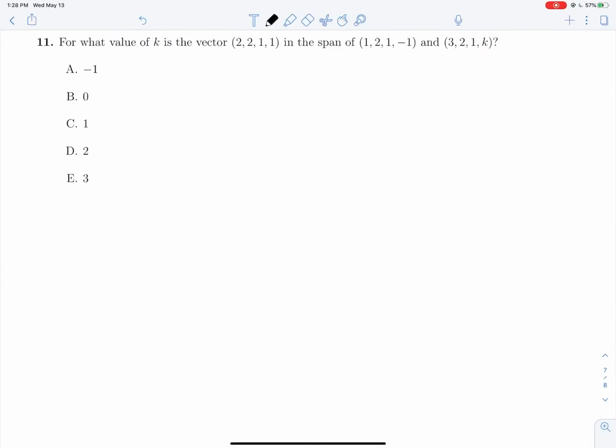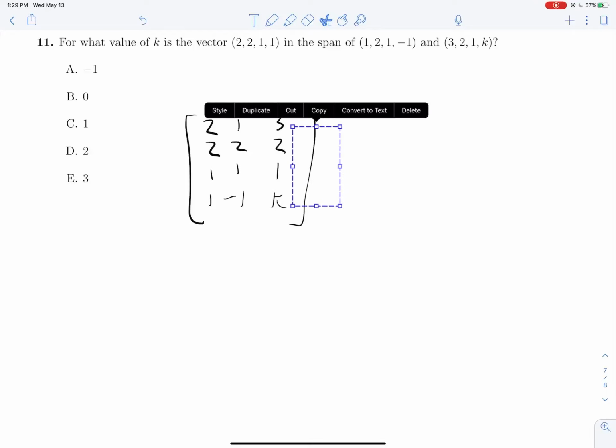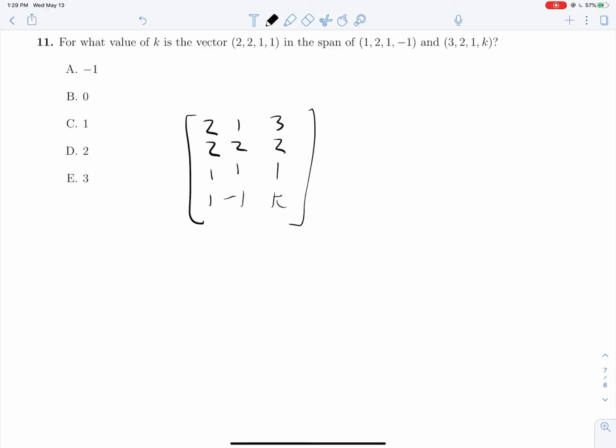Question 11, for what value of k is this vector in the span of these two other vectors? So we're not going to deal with row vectors here. This is a column vector only channel. So 2, 2, 1, 1, 1, 2, 1, negative 1, 3, 2, 1, and k. So we know that this third vector will be in the span of the first two if, when we row reduce them, we only get two pivots. So if our matrix is not full rank, we're looking for two pivots, which tells us that these are not linearly independent as a set. Fine. So let's figure that out.